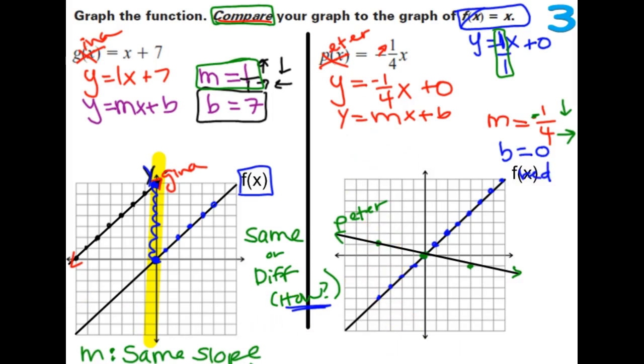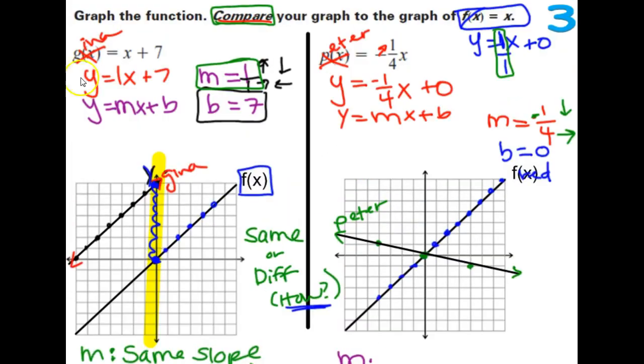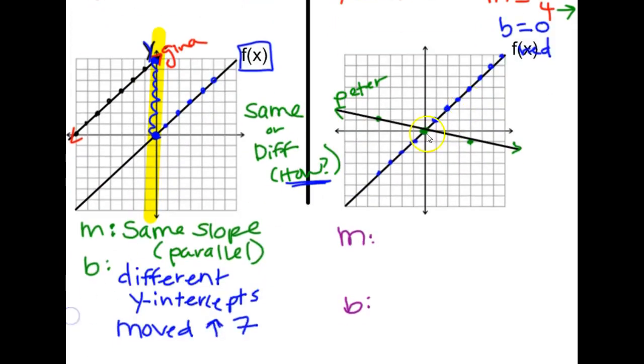So let's compare m and b. Our m, or our slope, you can look just from our equations or at the graphs. This one was negative 1/4, and our parent function is just 1. You can also see that they're not parallel. So this has different slopes. If something's different, reminder, we need to say how it's different.